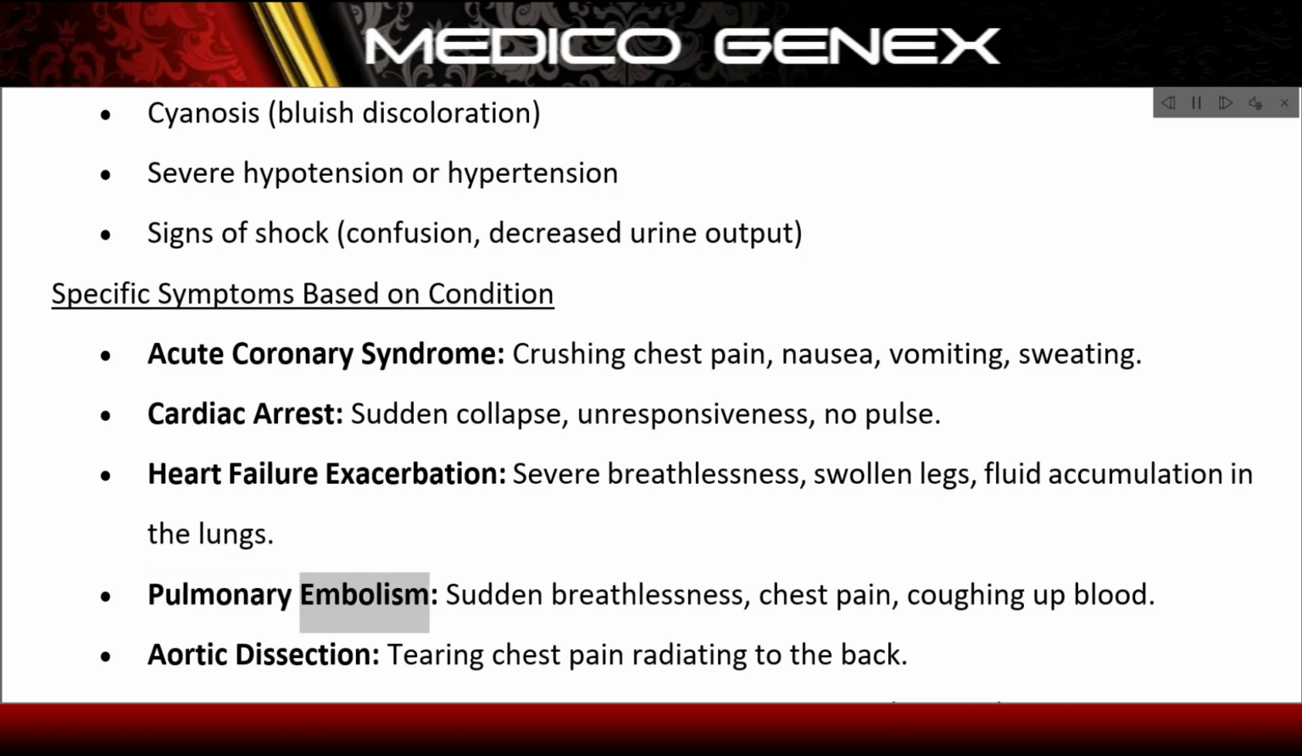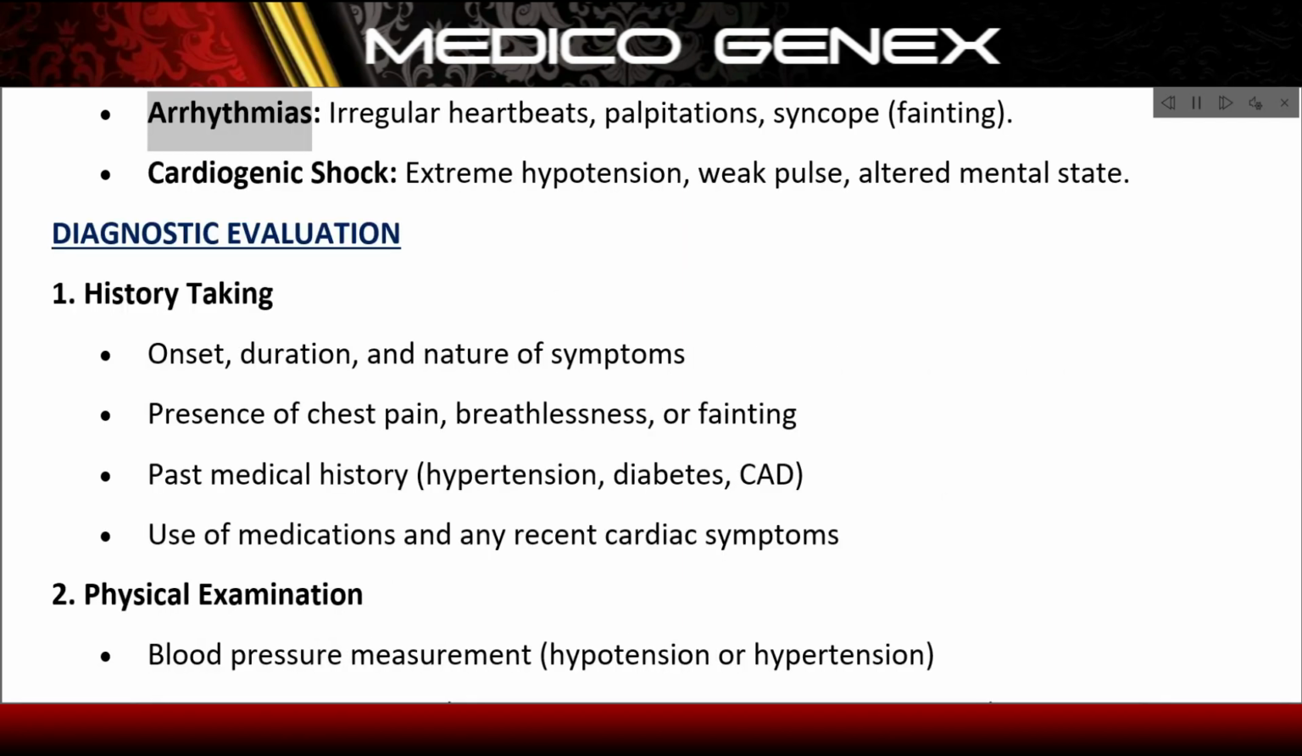Pulmonary embolism, sudden breathlessness, chest pain, coughing up blood. Aortic dissection, tearing chest pain radiating to the back. Arrhythmias, irregular heartbeats, palpitations, syncope, fainting. Cardiogenic shock, extreme hypotension, weak pulse, altered mental state.